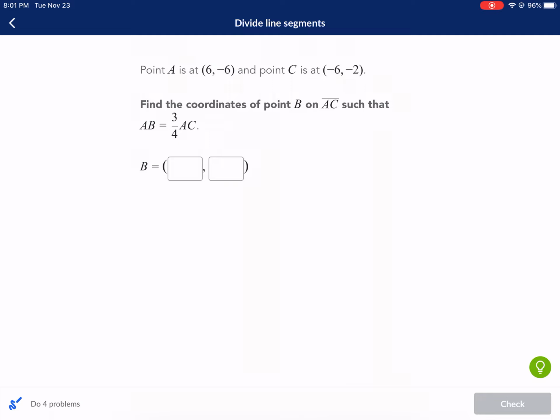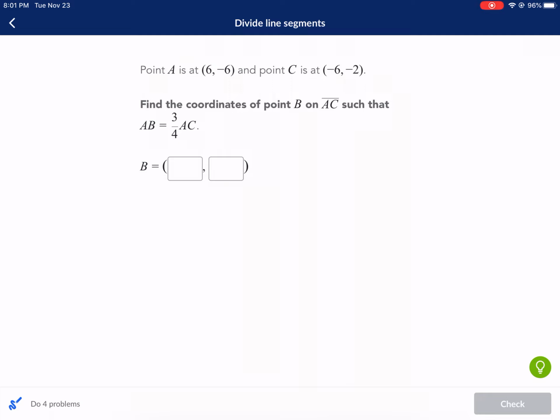We have point A at 6, -6, and point C at -6, -2. Find the coordinates of point B on AC such that AB equals 3/4 of AC. It seems pretty complicated, but as soon as you start plotting the points on the coordinate plane, I think it makes it way easier.